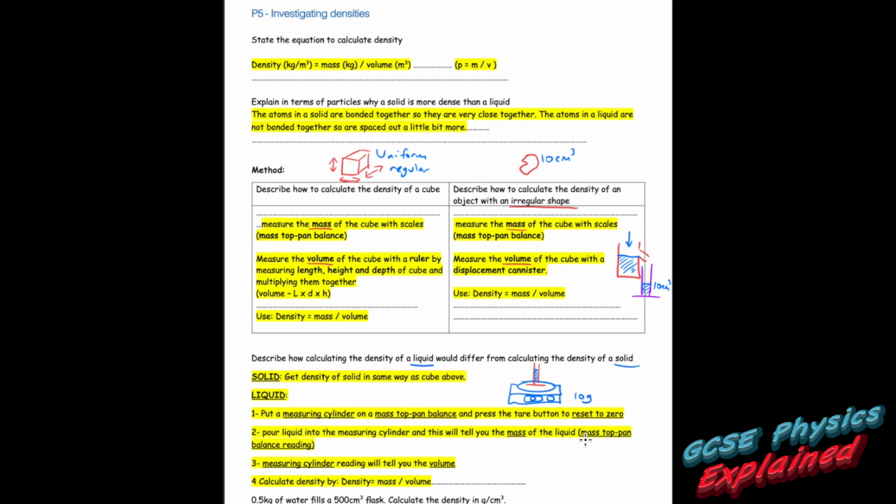Now the beauty of this is by reading the measuring cylinder, it'll also tell you the volume. So if that said a volume of 20, well, you've got your volume, which was 20. And then just calculate your density by doing the mass, which would be like 10 grams in this case, divided by your volume, which I said was 20 centimetres cubed. And that would come out as 0.5 grams per centimetre cubed in this particular case.